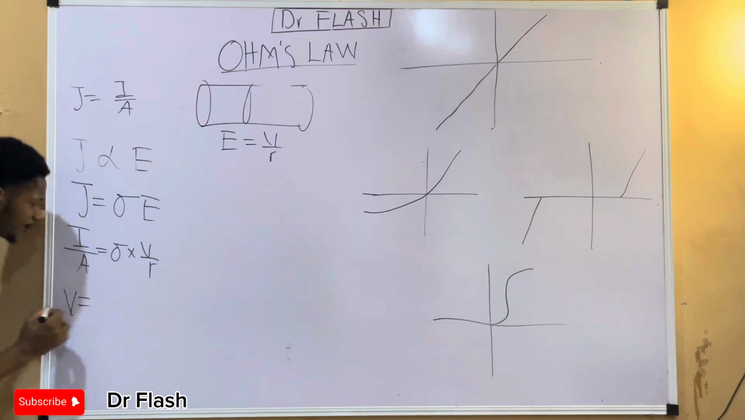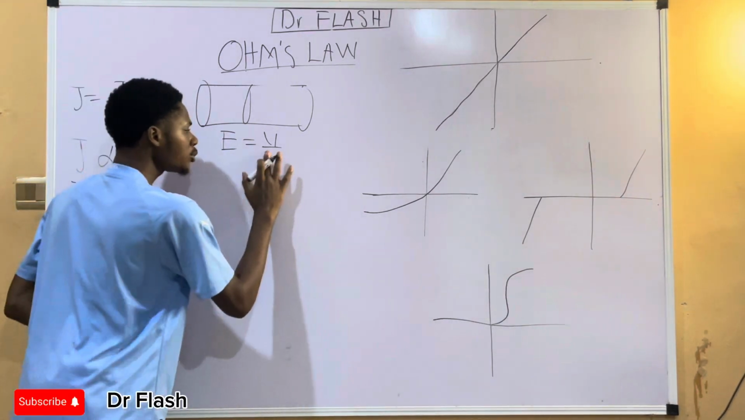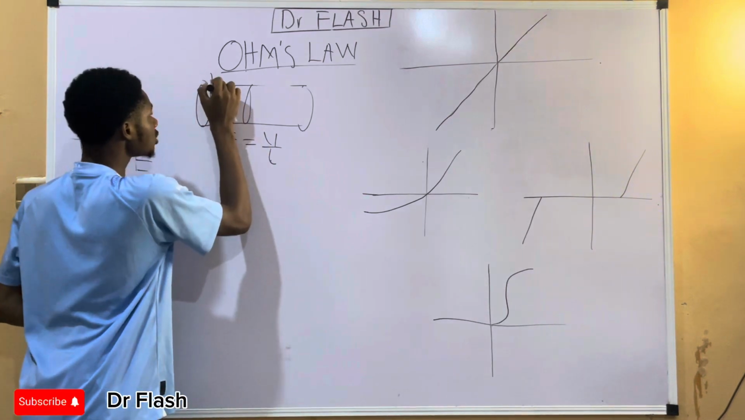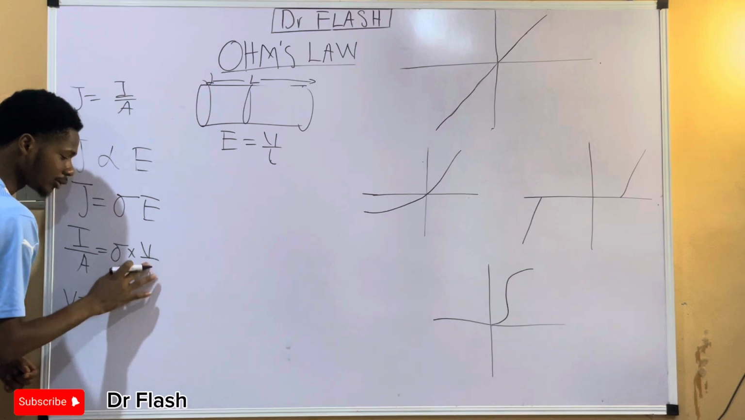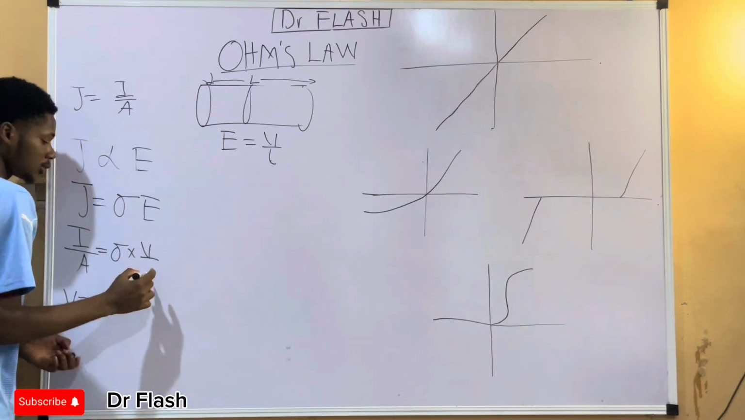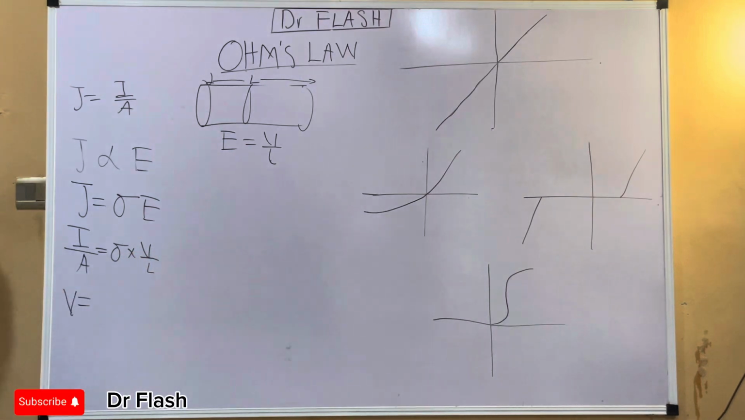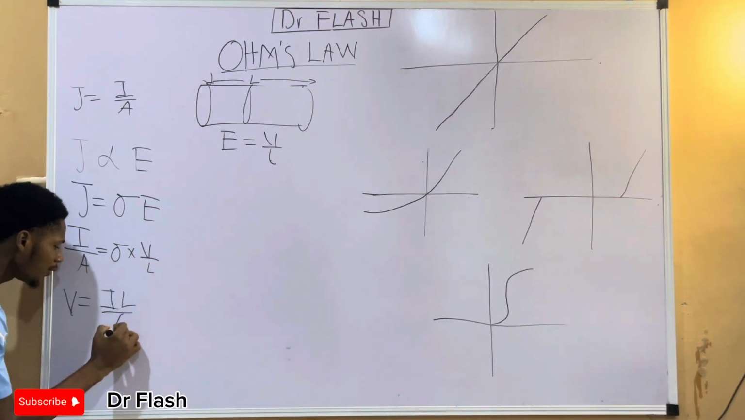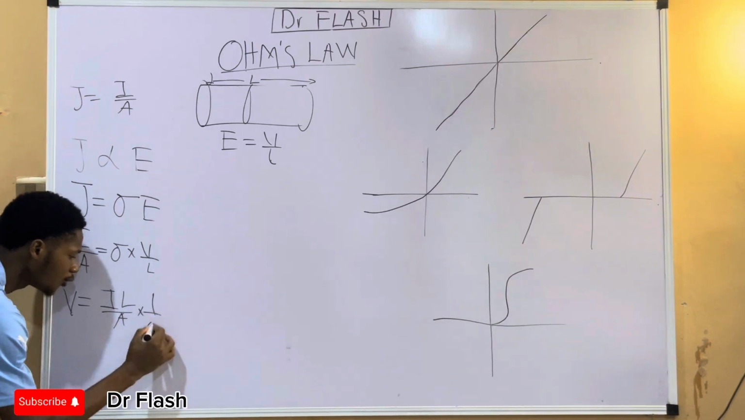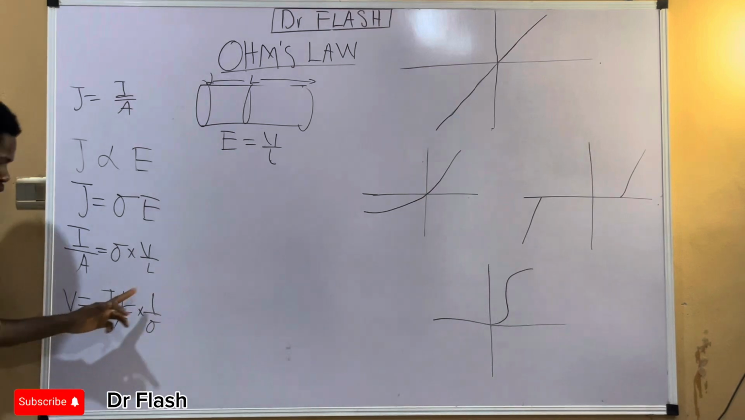Now, if we make V the subject, what then are we going to get? We're going to get V is equal to, now in this case, we might want to make use of L instead, because in this case, we are considering the whole length of the conductor, okay? So let's make use of L rather than R. In static electricity, we can make use of L or R, it doesn't really change anything, okay? So if I make V the subject, I'm going to get V equals I L over A times 1 over conductivity.